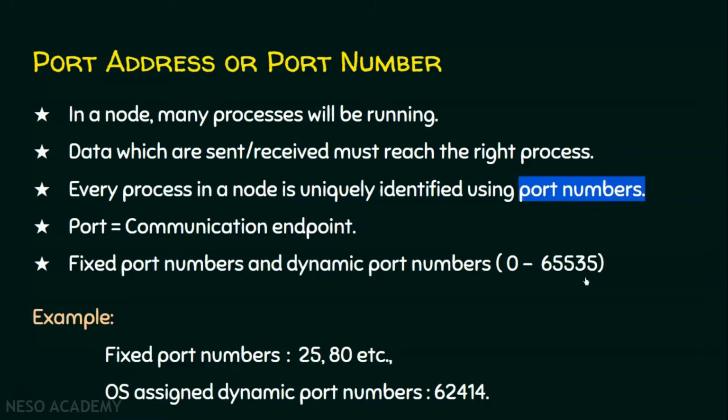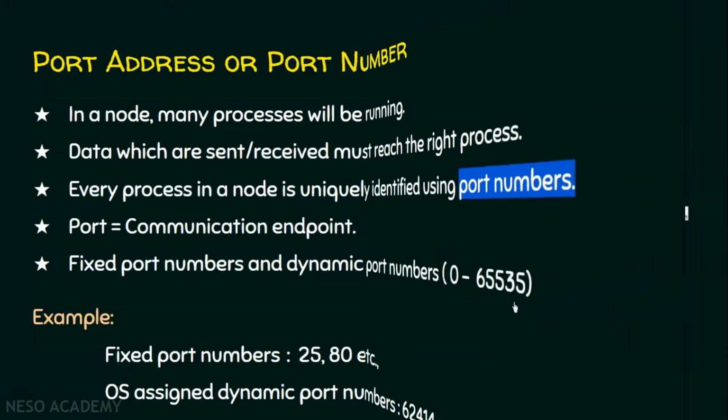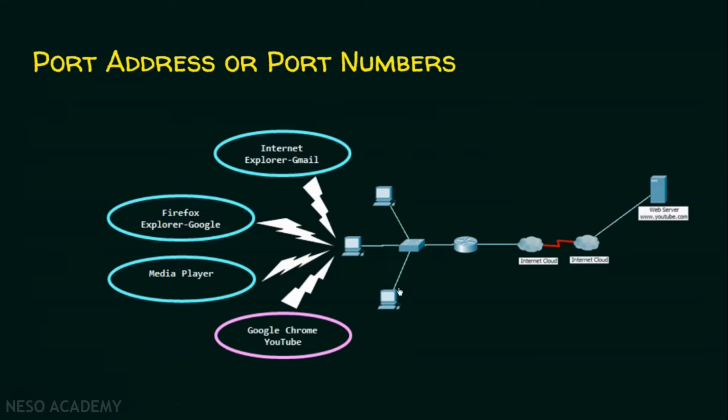We will see an example which will definitely help you to understand port numbers in a clear manner. Say this is a local area network which has only 3 nodes, 1, 2 and 3. And this is connected to this router, and this router in turn is connected to the internet, which is a cloud here. And finally it is somehow connected with our web server. The web server which I am taking here is youtube.com.